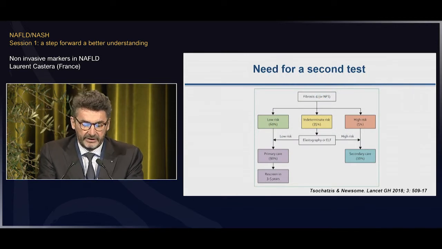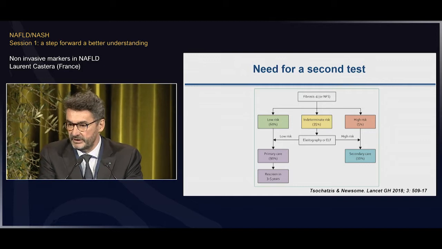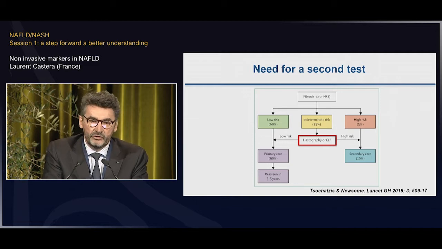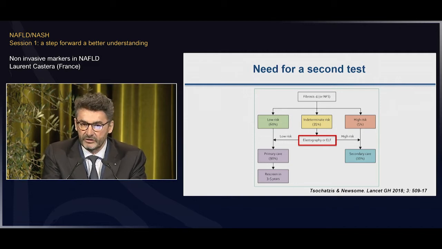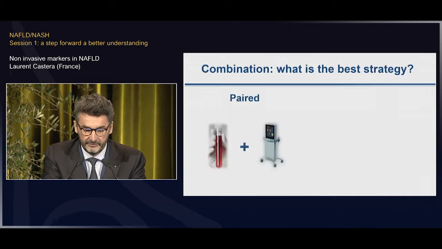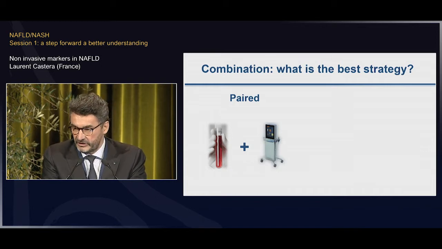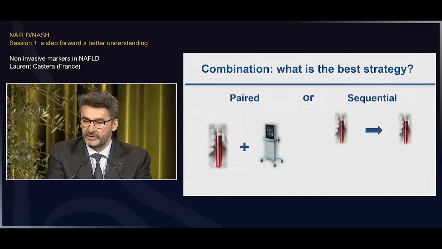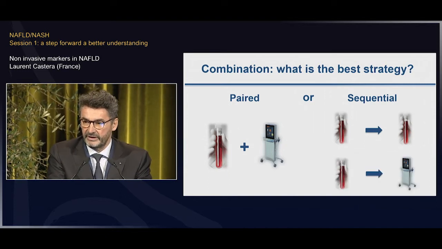So you need a second test in this indeterminate category, and also to increase your PPV. For this, you need a more specific test. So elastography, as mentioned, or ELF has also been proposed, but there is the issue of availability, because in most countries, apart from the UK, ELF is not available. It comes with a cost, and you need a special platform to perform ELF in your practice. Now, what is the best strategy? Of course, you want to combine. Should we do a paired combination or a sequential combination: serum marker then serum marker, or serum marker then elastography?